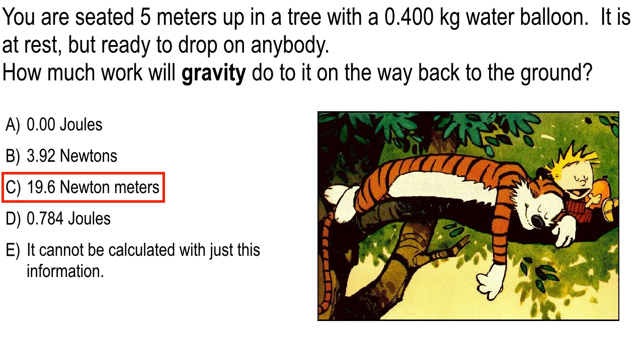And the pull force from gravity downward is 3.92 newtons. So if we were keeping track of our numbers, it would be negative 3.92 newtons. Delta Y on the way down is negative 5. So your F parallel times your delta Y is negative 3.92 times negative 5. That equals positive 19.6.